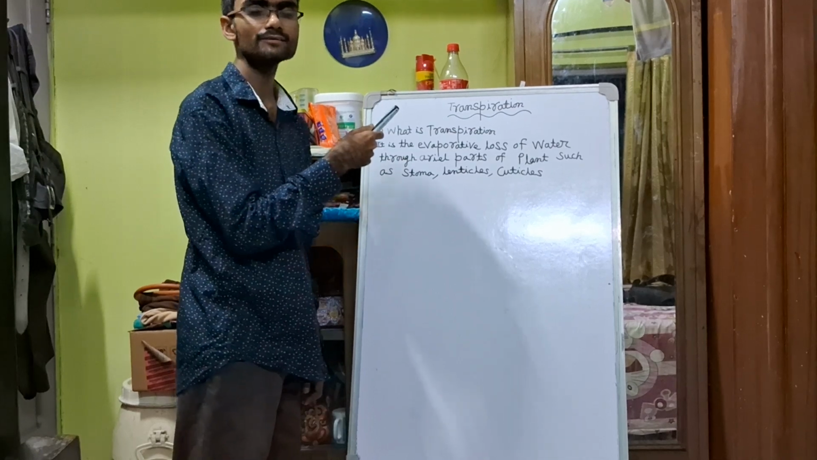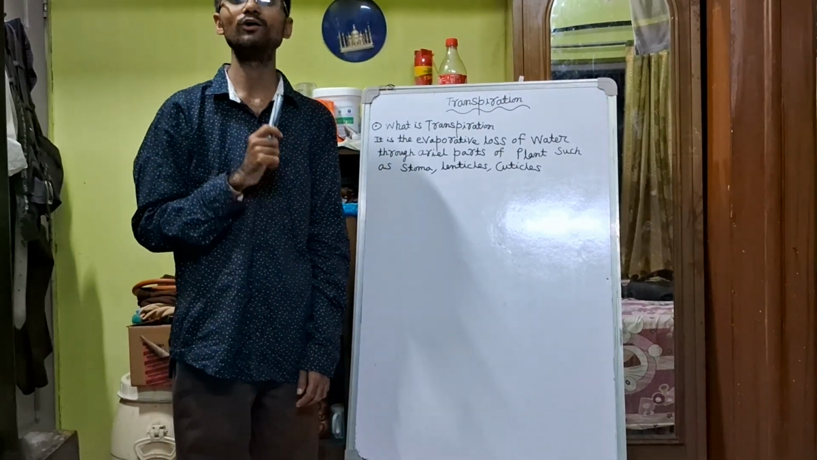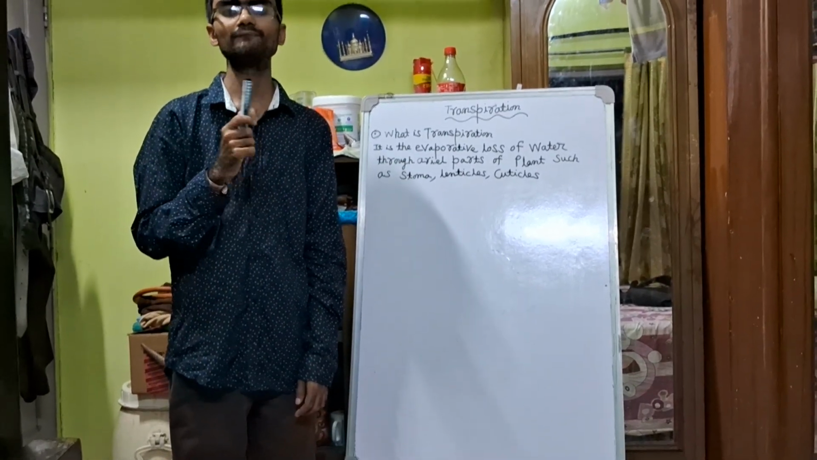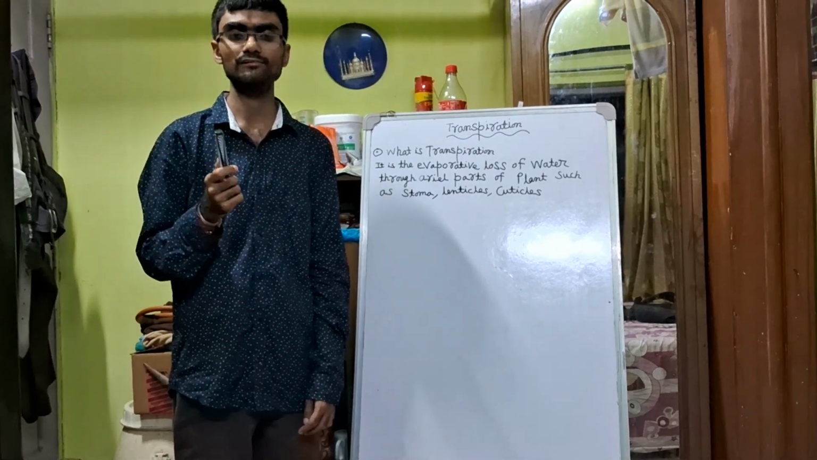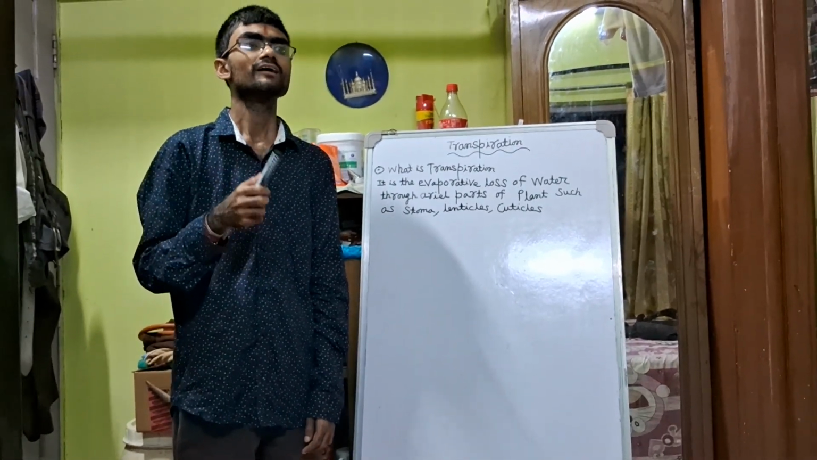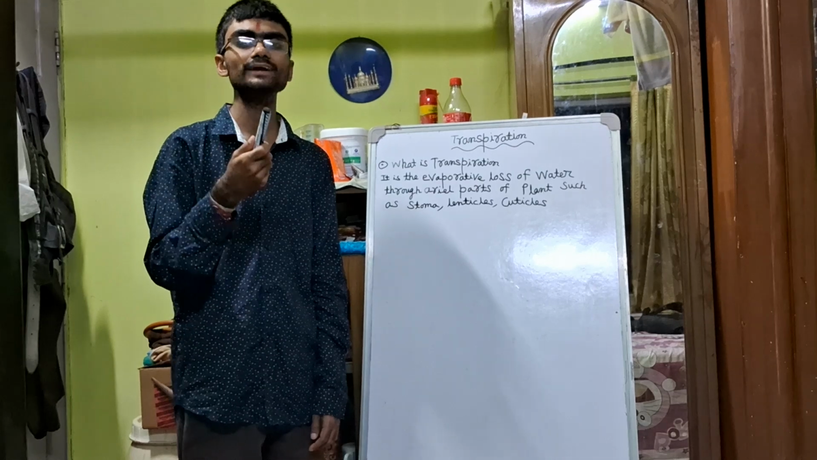Now, what is transpiration? Transpiration is the evaporative loss of water through aerial parts of plants such as stoma, lenticels, and cuticles. Now, what are the aerial parts of plants? The parts of the plants which are exposed openings in the surface.